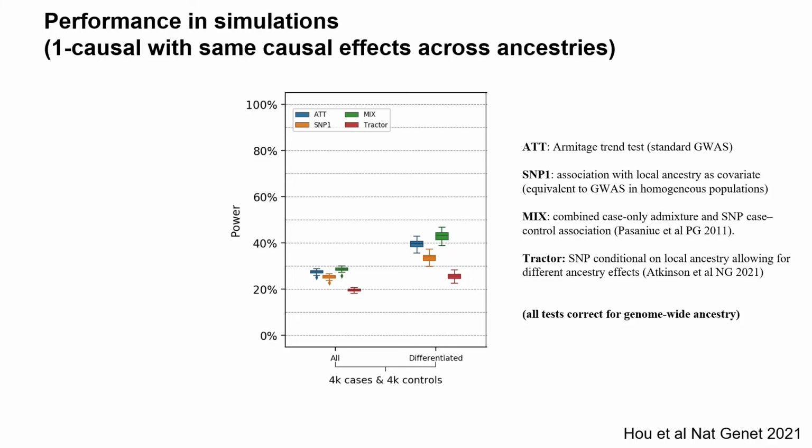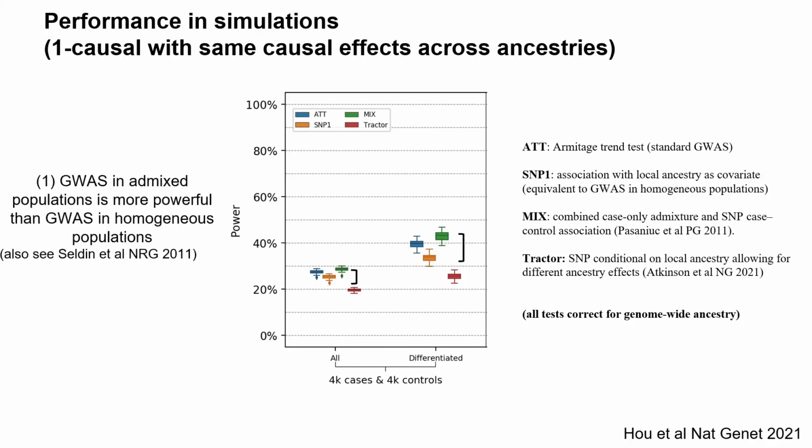The methods that are compared here are just a flavor of the ones that I showed you before. The top one is just the vanilla GWAS with the correction for genome-wide ancestry. Step one is the one where you partition by local ancestry. This is just combining them. Tractor is a recently proposed approach that allows for a lot of heterogeneity by ancestry, by Elizabeth Atkinson et al. And again, all tests correct for genome-wide ancestry.